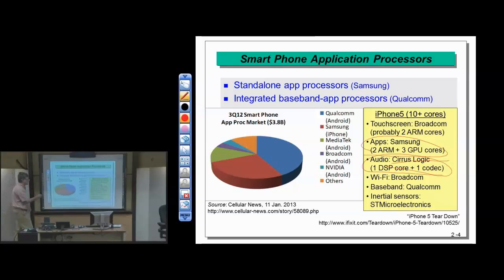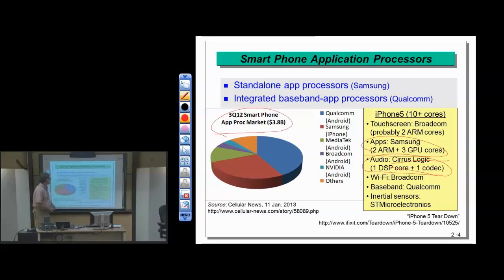I also went and looked for market share for these different companies. For the smartphone market, for the third quarter of 2012, it's 3.8 billion for just the application processors, and there are 2 different approaches to this. One's a standalone app processor. For the iPhone, you need the app processor and the communications processing as well.